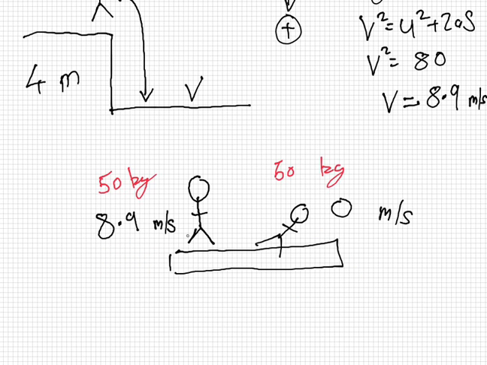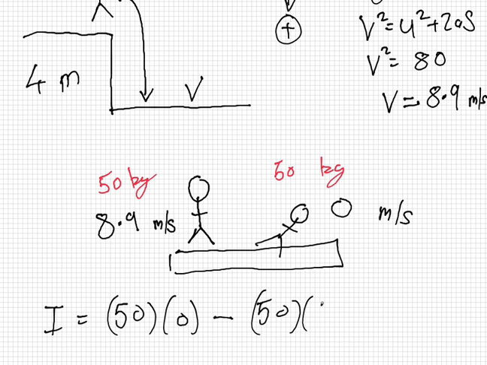Just before he hits the ground, this is his speed, and then after he hits the ground, this is his speed, 0. So let's work out the impulse. It's mv minus mu. Can you tell me what that is, please? It's negative 445. Oh, what's the unit, by the way?